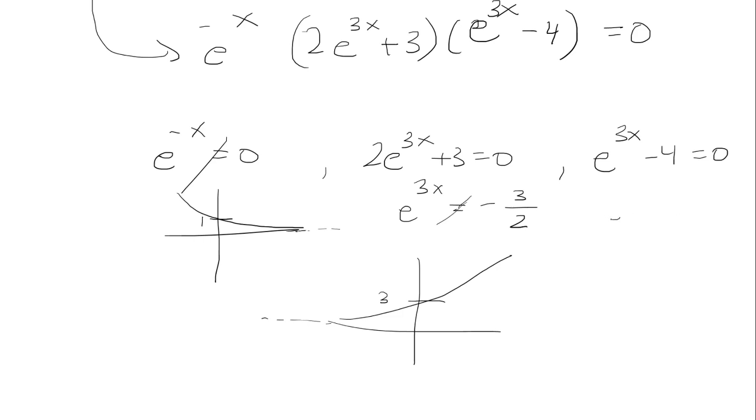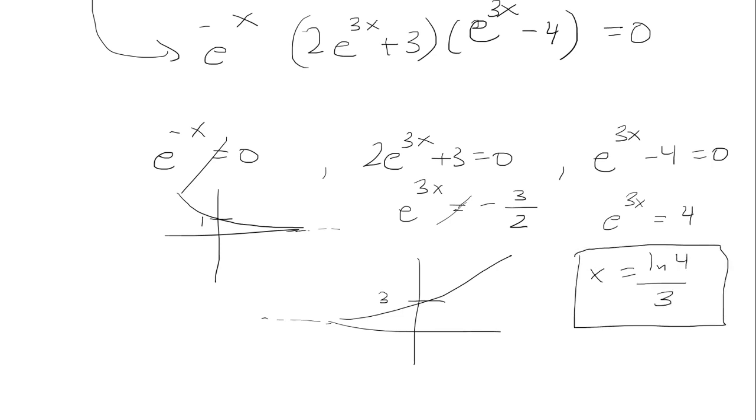The last one, we have e to the 3x equals 4. So x is equal to ln of 4 over 3. And this is a nice, perfectly fine number. So that is our final answer.